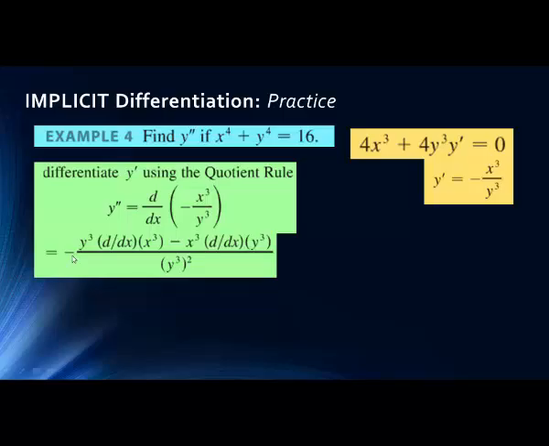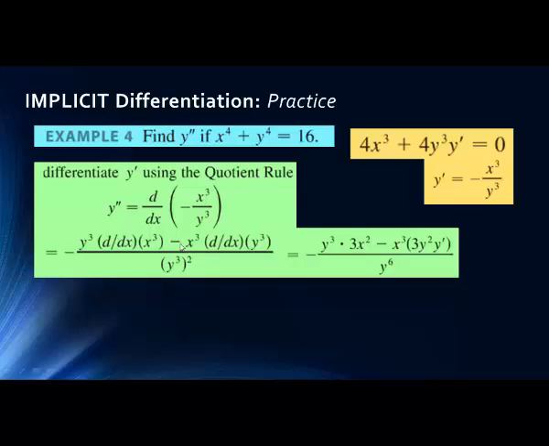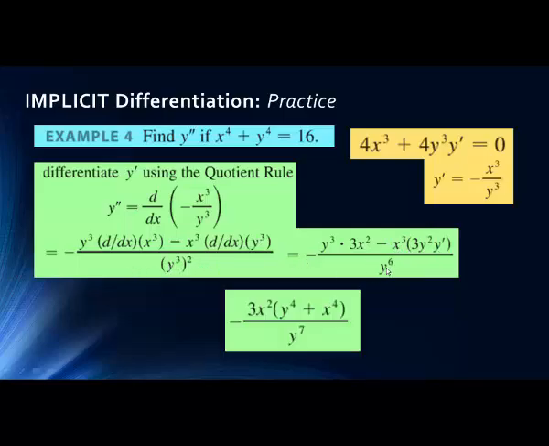A good idea, especially on a test or on scratch paper, is to highlight negatives and to highlight minus subtraction problems so you don't forget to distribute. Okay? So notice I get y cubed times the derivative of x cubed is 3y squared. X cubed times the derivative of y cubed is 3y squared y prime, and this is all over y to the 6. Okay? So what I get here is negative 3x squared times y to the 4th plus x to the 4th over y to the 7th.